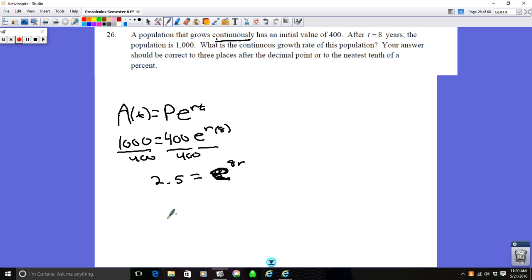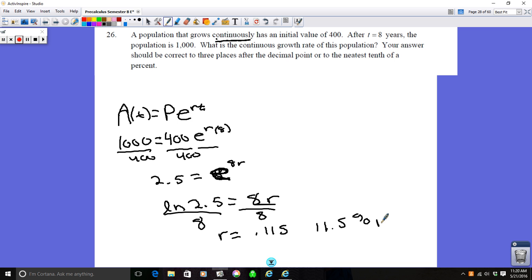Okay, so to solve this, you take the natural log of both sides, or log base e, which is ln of 2.5, equaling 8r. Divide by 8, and the exact answer is ln of 2.5 divided by 8 equaling r, so our rate is going to be 0.115, which is a rate of 11.5% per year.